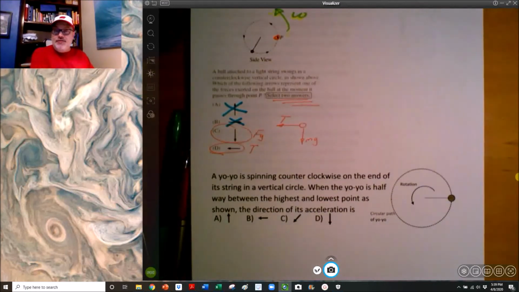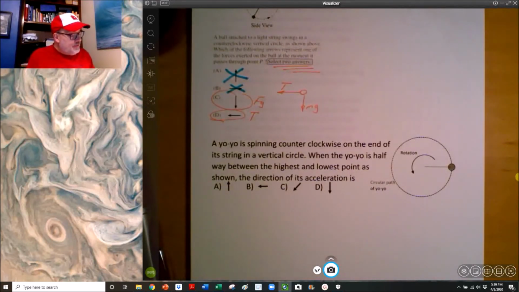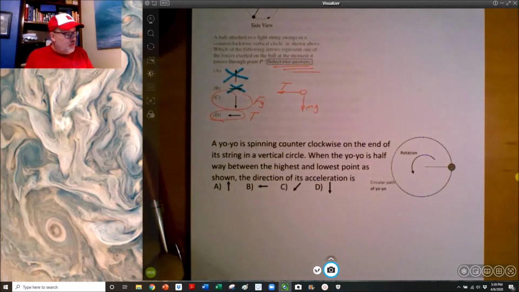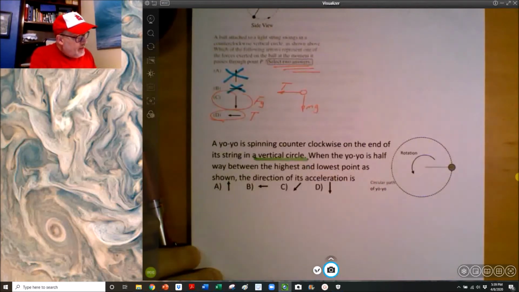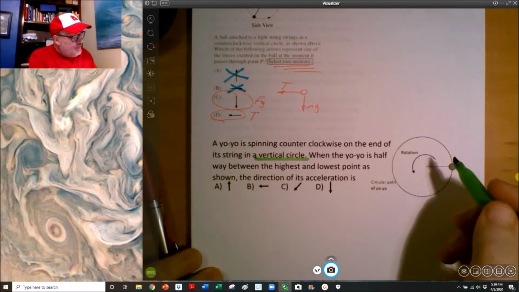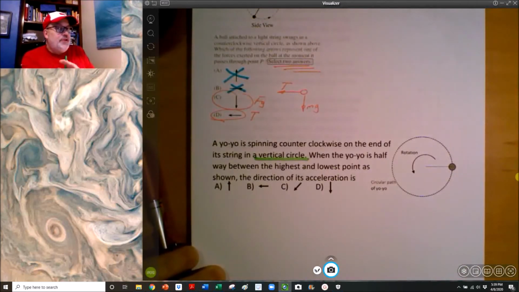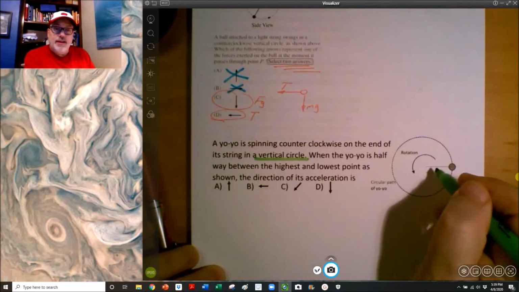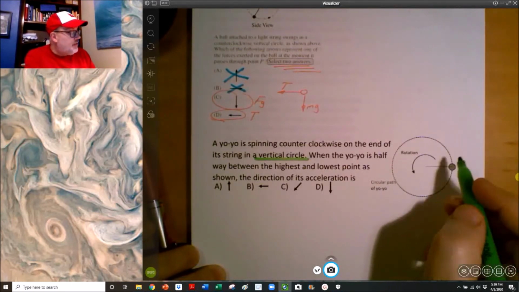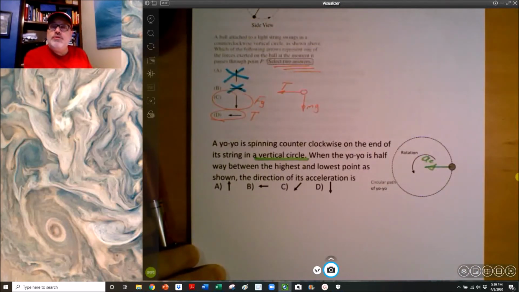Now, an extension of this problem is a yo-yo spinning counterclockwise, just like above, in a vertical circle. When the yo-yo is halfway between its highest and lowest points as shown, what's the direction of the acceleration? Now, this is a decoy problem. Please be careful. We'd say, hey, it's going in a circle. The acceleration should be to the left. And you would be partially correct. There is indeed a centripetal acceleration towards the left because it is going in a circle.